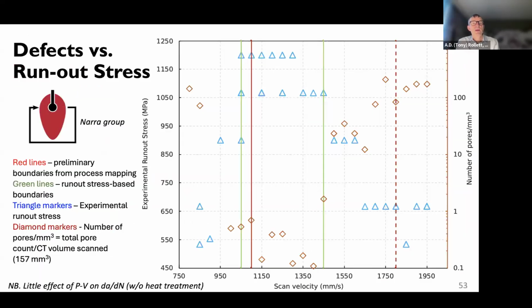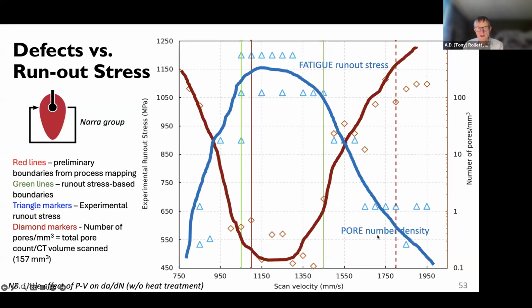So what was going on here? Well, when you plot the maximum stress at which you see a run out, those are the blue triangles, and you also plot these red diamonds, the pore density, so that's the log scale over here, what you notice is that the pore density comes down as a function of the scan speed, and then it goes back up. And the fatigue performance goes up into the process window and then comes back down. So if I add a couple of lines to guide the eye, you can see that there's a very close relationship between the defect density, which in turn is very closely linked to the process conditions, and the fatigue performance.